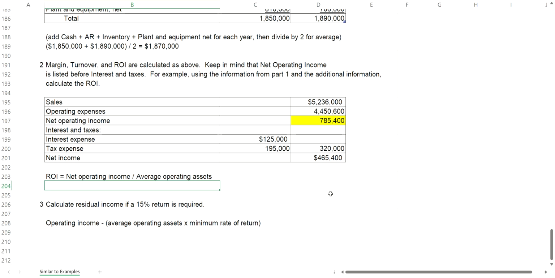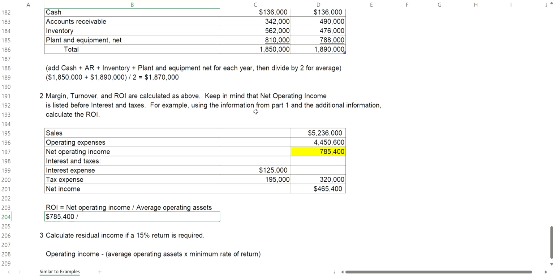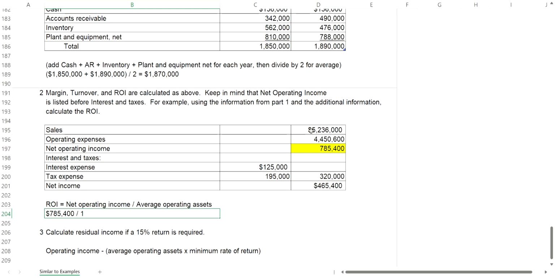So I'm going to take my net operating income, which is highlighted in yellow as $785,400, and divide it by my average operating assets, which I just calculated in part 1 was $1,870,000. When I do that, I come up with 0.42 or 42%.